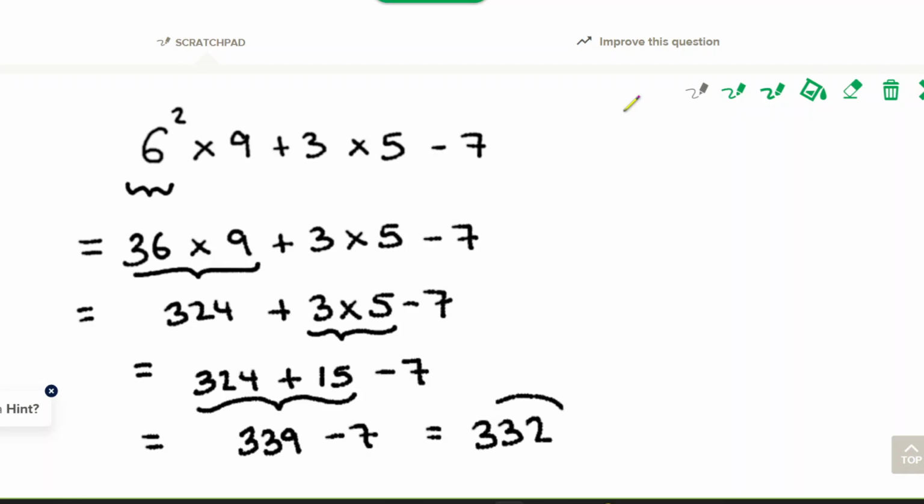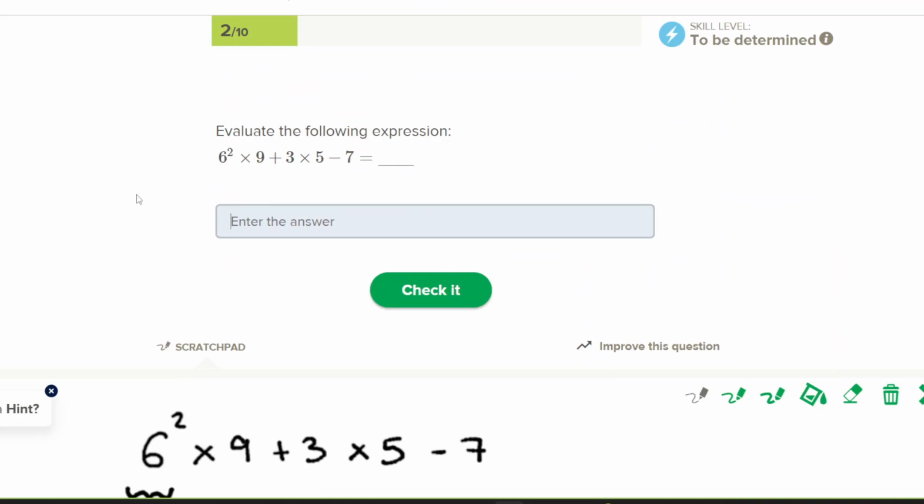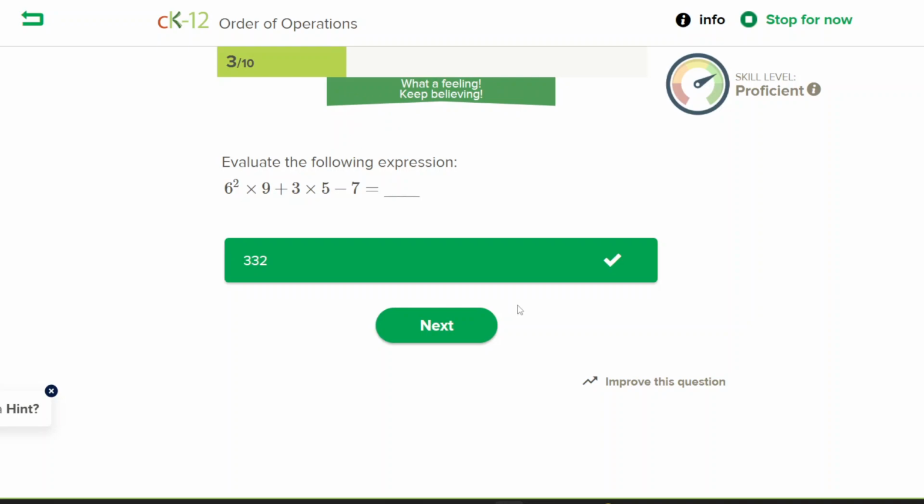All right, so there's the value of the expression we were given initially. This expression has a value of 332. And that's what I'll enter here, and we'll check it out. All right, 332, and great. So again, following the same procedure, the same recipe every single time. All right, next example.